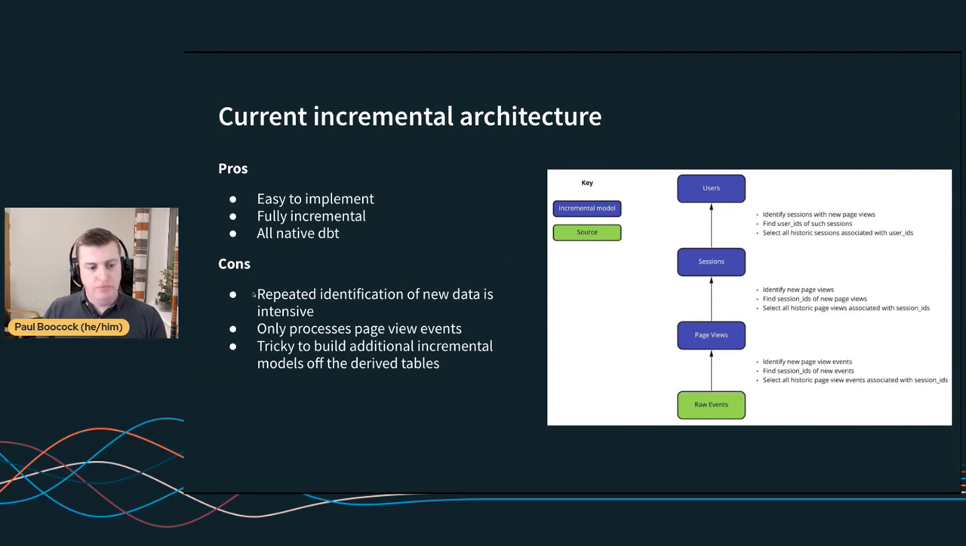There are a few cons. We are going to spot the same data again, so we've got to identify what that is, which can be a little bit intensive. In this case, we're only looking at page events, and it is still very tricky. I mentioned you might want to build adjacent use cases off of some of these tables. It's quite tricky to build additional incremental models off of these derived tables, just because of some of the complexity that's happening around here. Not impossible, but you really have to understand what's going on under the hood.